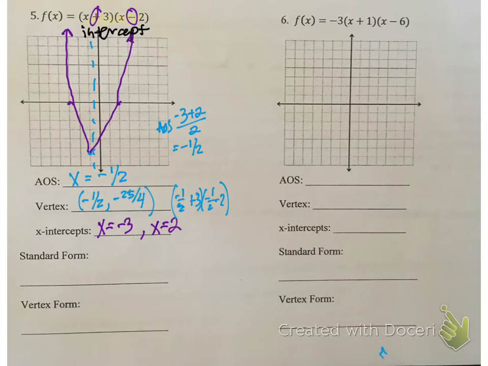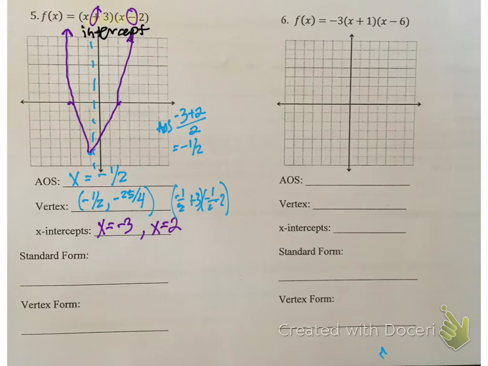I said 3.125 earlier. That's not right. It's about 6 1/4, so 6.25. Okay, then if I want to put this in standard form, all you got to do is FOIL. All you got to do is FOIL.